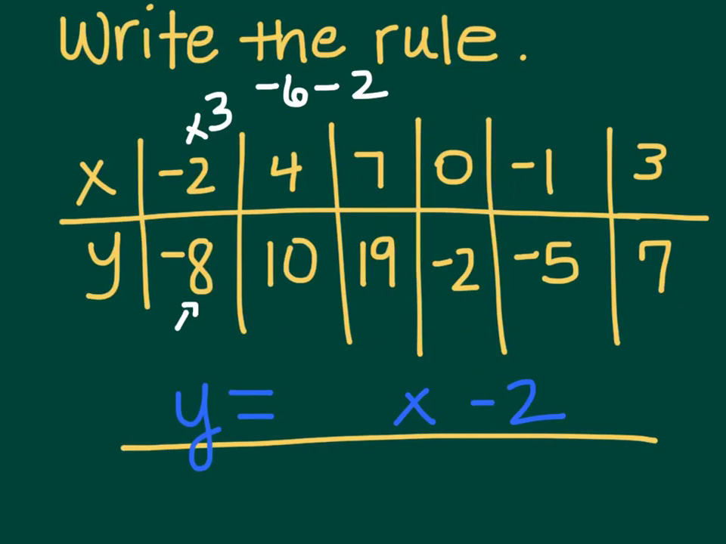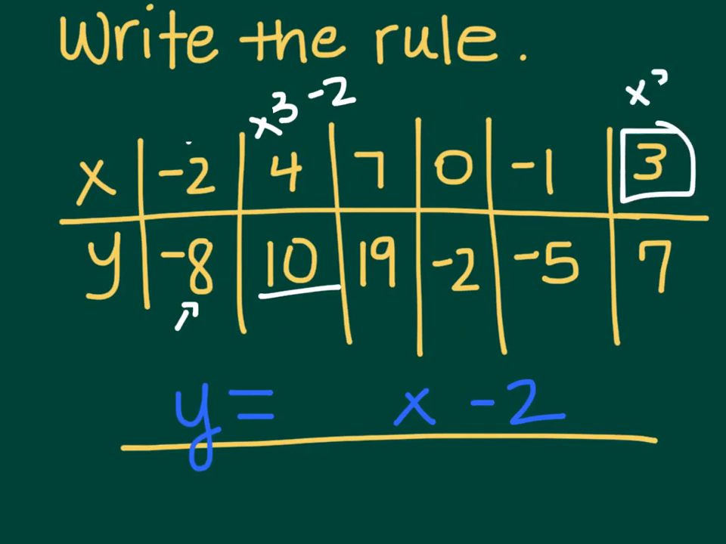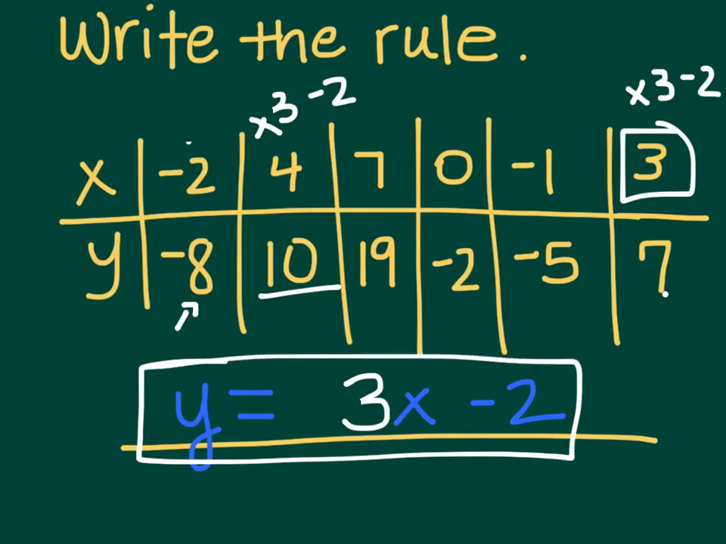Now I should always test that in a couple of the other ones. So I'm going to try it with the 4. Let's see, 4 times 3 is 12. Take away 2 does give me 10. That works. Try it back here. 3 times 3 is 9. Take away 2, that is 7. So that works. So my rule would be I'm timesing the x by 3, so 3x, and then I'm subtracting 2. There's our rule.